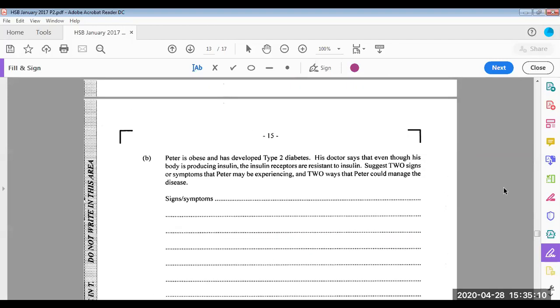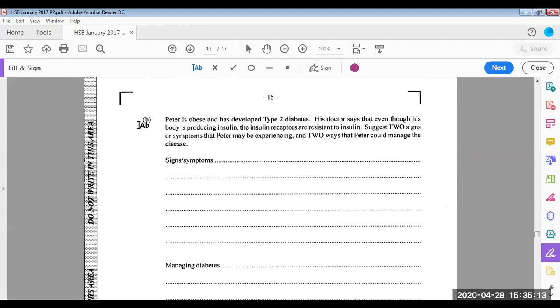Last question. Oh, sorry, B. Peter is obese and has developed type 2 diabetes. His doctors say that even though his body is producing insulin, the insulin receptors are resistant to insulin. Suggest 2 signs or symptoms that Peter may be experiencing and 2 ways that Peter could manage the disease.